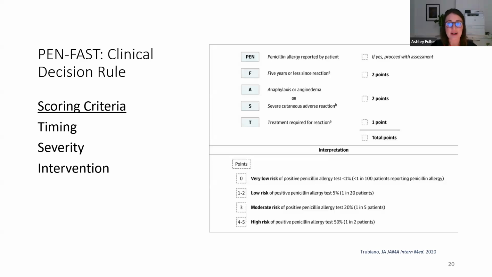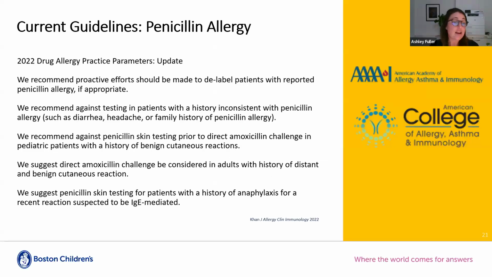PenFast is one tool. There are additionally, understandably, practice parameters that help direct us when making these decisions about who is actually at risk for a reaction or not. Every few years, the American Academy of Allergy, Asthma, and Immunology and the American College of Asthma, Allergy, and Immunology provide these evidence-based guidelines for managing drug allergies. And the most recent update to these guidelines provided the first major professional framework supporting a simplified, risk-stratified approach for removing inappropriate penicillin allergy labels.